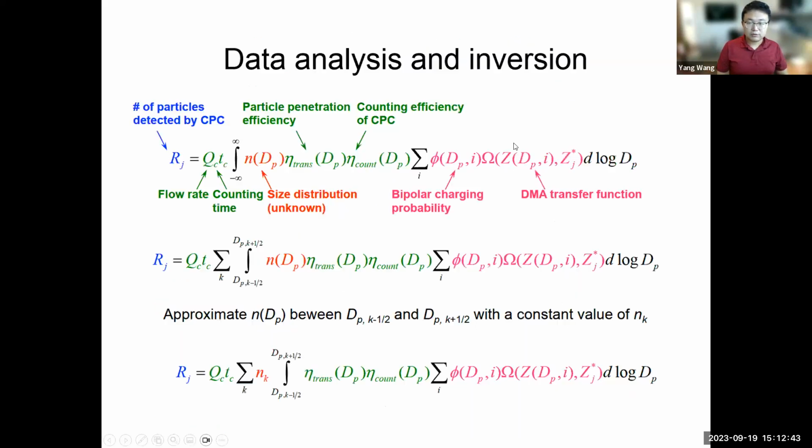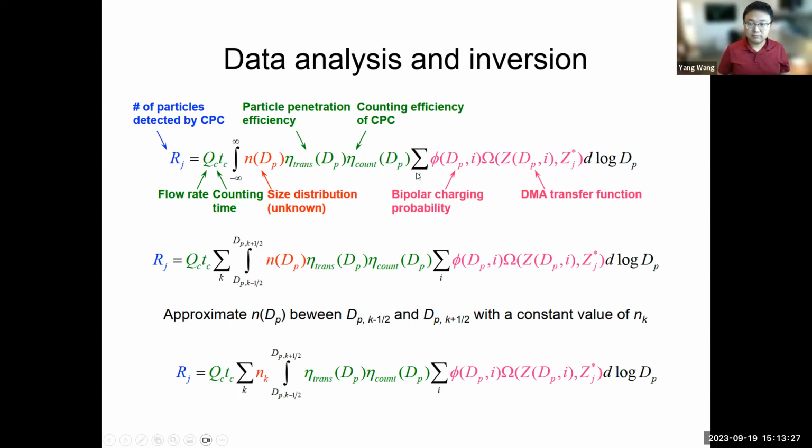But there is also a scenario where you have multiple charging. Under that situation, you have to consider how the multiply charged particles contribute to the response of the CPC. So here I am writing the entire equation. Again, you need to consider the size distribution, the particle penetration efficiency, the counting efficiency of the CPC, and also the bipolar charging probability. Here i represents how many charges are carried by the particles, so this is a charged fraction, and then you multiply that by the DMA transfer function. When you have two charges, you also need to calculate the transfer function for the multiply charged particles.